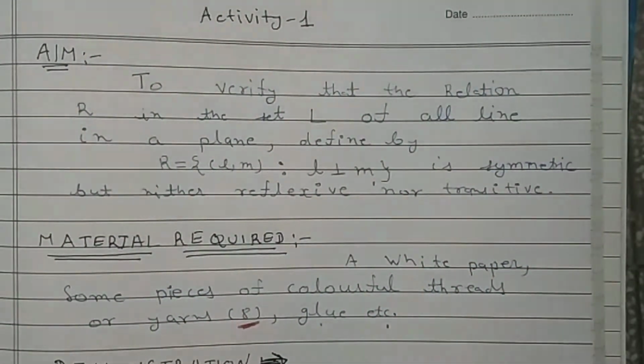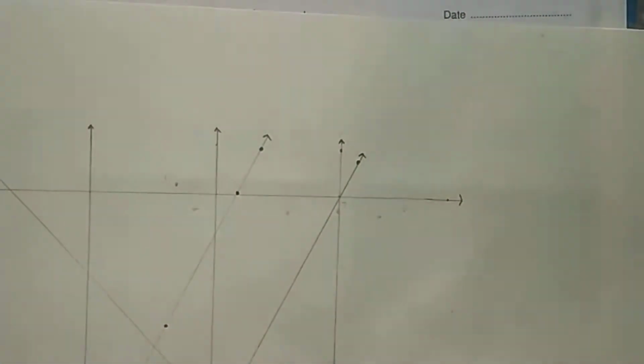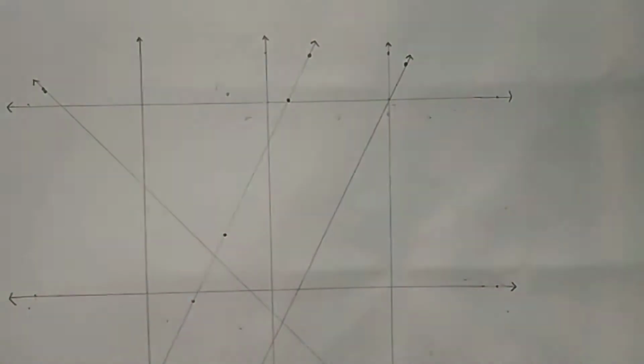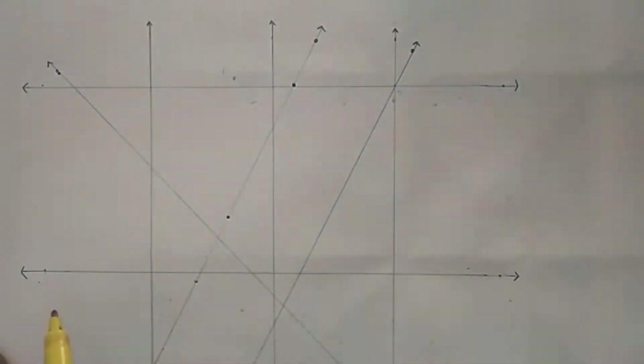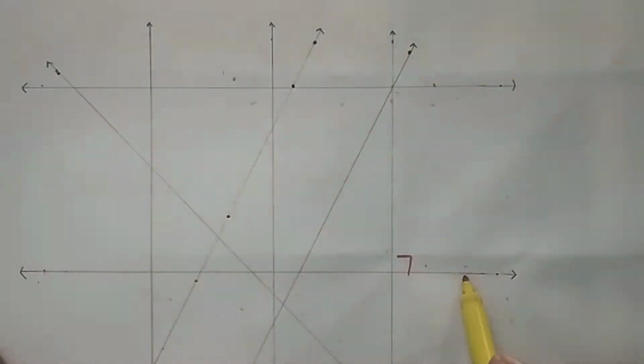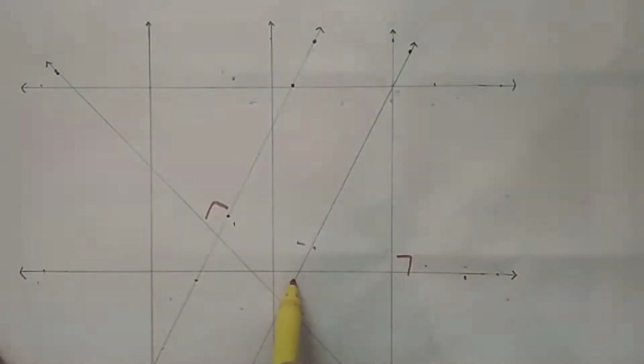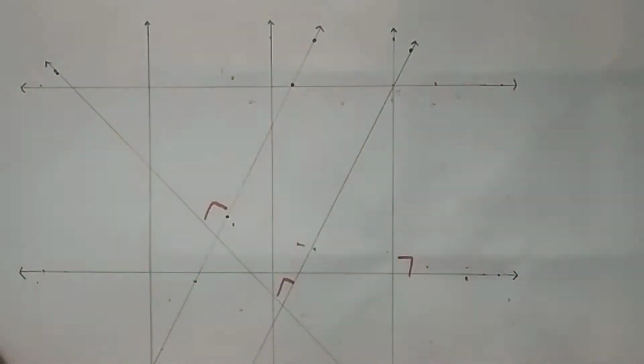How do we perform this activity? We take a white paper and draw some lines. Some of these are perpendicular to each other, some are parallel to each other. These are the perpendiculars, and this line is parallel, and this line is parallel, and this line is perpendicular to this line. Some of the lines are perpendicular and some of the lines are parallel.